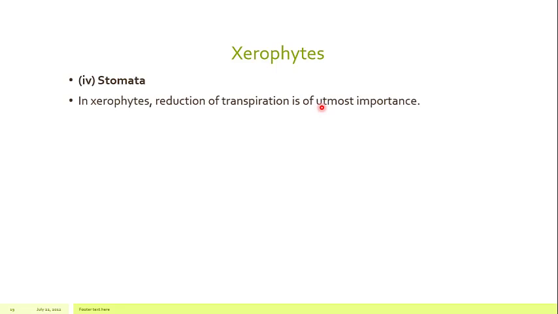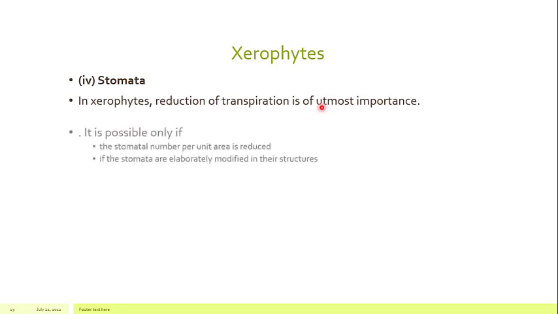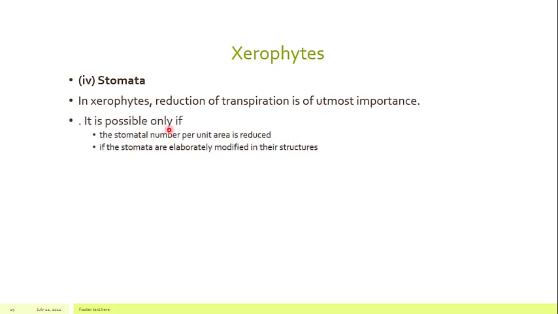So as far as the stomata are concerned, in xerophytes, reduction of transpiration is of utmost importance. Transpiration is reduced as much as possible. It is possible to reduce it in two ways: either the stomatal number may be decreased, or the stomata may be elaborately modified. We have seen previously that these stomata are not the simple stomata present in other plants, but are modified.